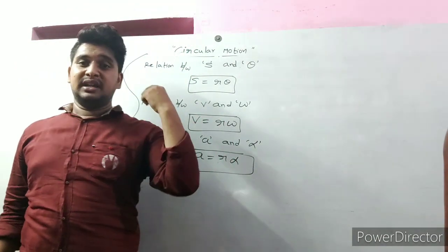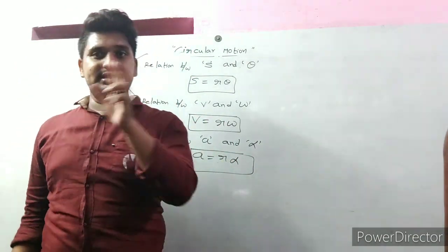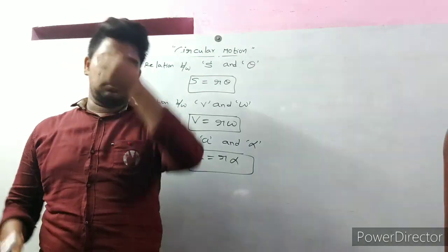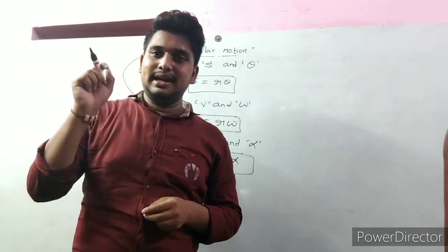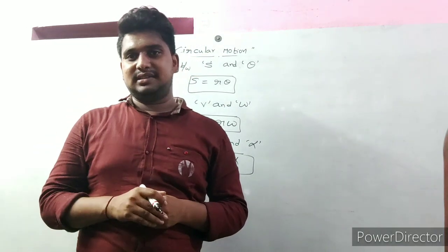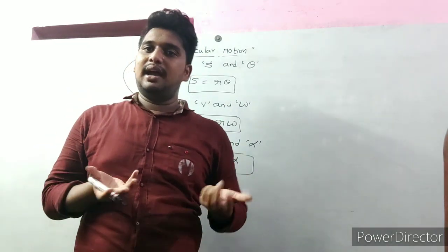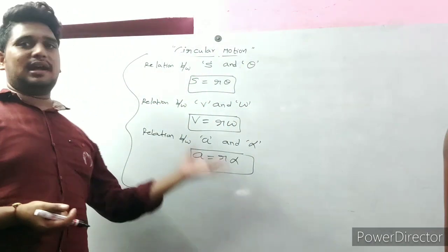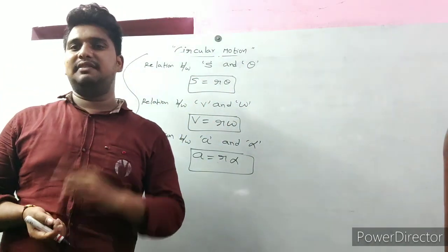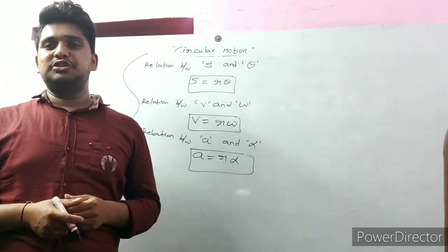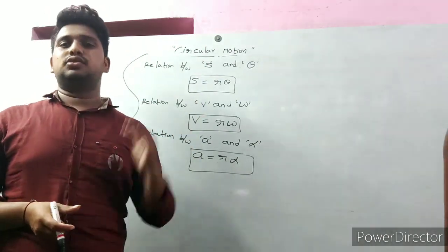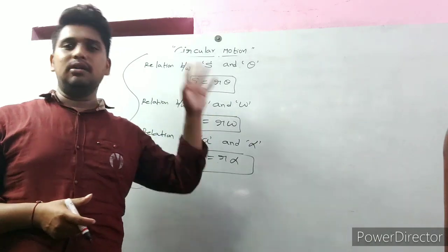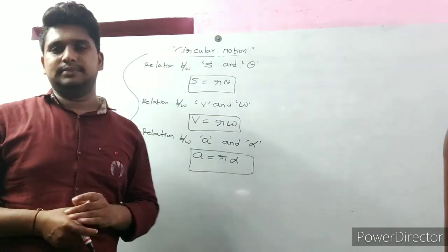Whenever linear velocity is given, it is easy to find angular velocity. For example, if the question gives linear velocity as 10 meter per second and the radius of the circle as 5 meters, then it is easy to find angular velocity. Among these three parameters, if any two are given, the third is easy to find. Please note down these points. These are very, very important for solving numericals based on circular motion.